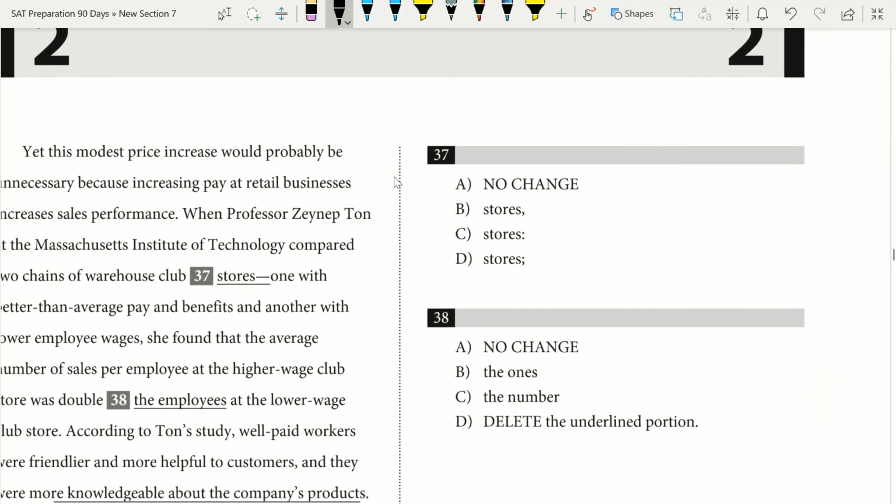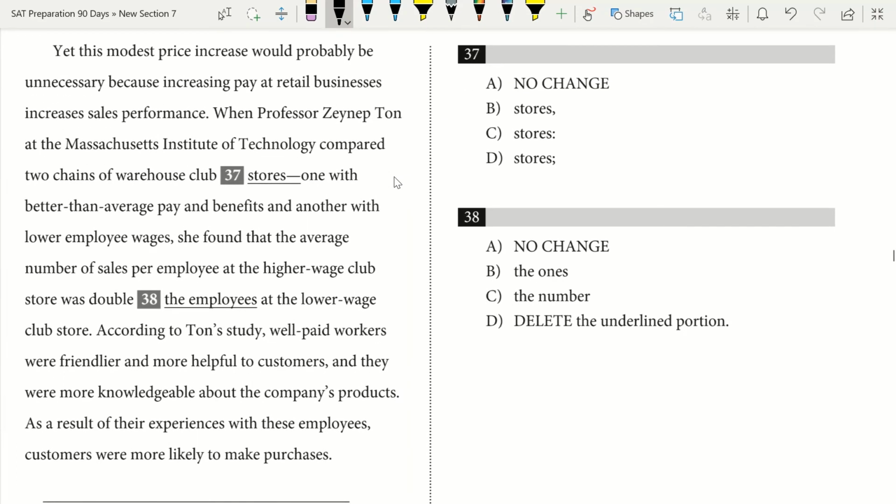All right, now we've got 37. This modest price increase would probably be unnecessary because increasing pay at retail businesses increases sales performances when Professor Zainab Tan at MIT compared two chains of warehouse club stores. One thing I'm looking at immediately is that after I said "club stores," that was a dependent clause. How did I know it was a dependent clause from this prior? This right here is a dependent clause.